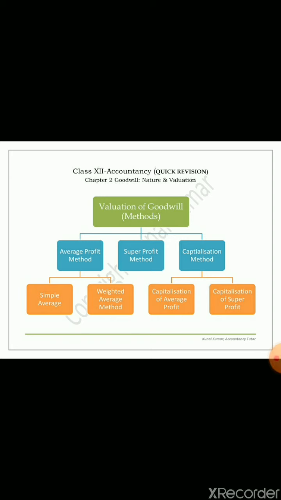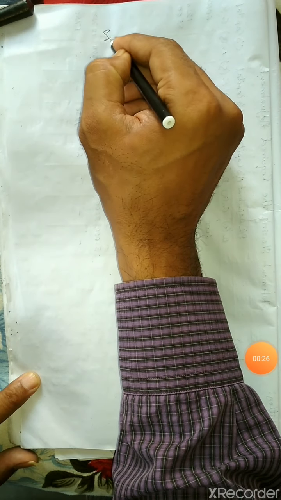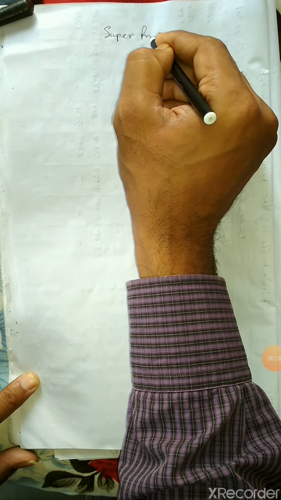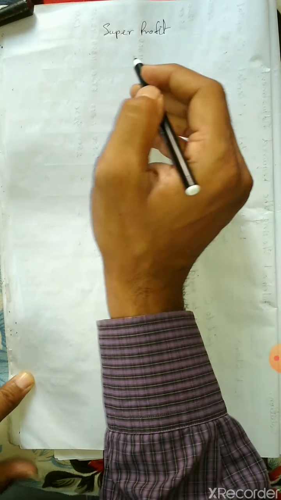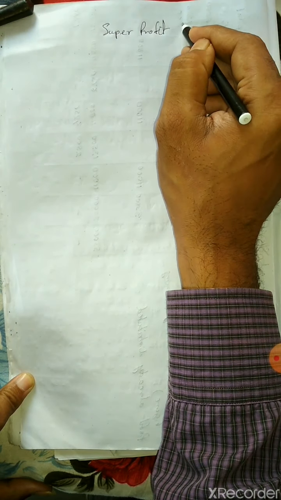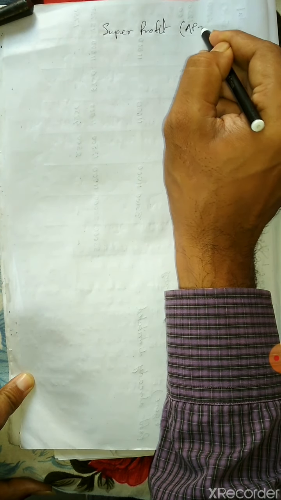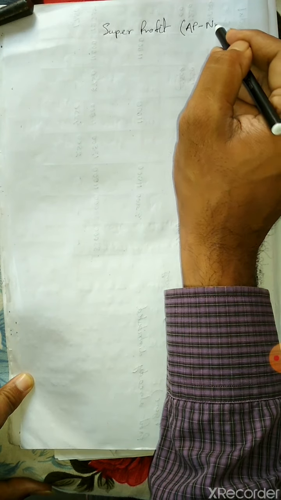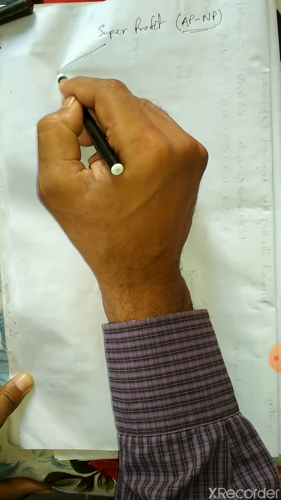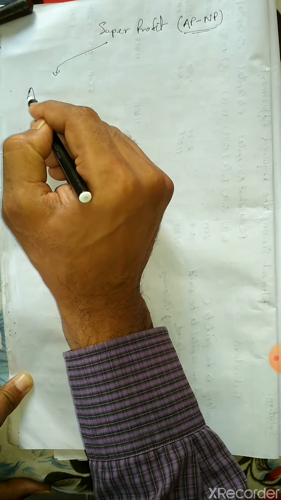Now, once again I will remind you what are the methods which are included in ISC syllabus for calculation of goodwill. So, average profit method we have already studied, simple average and weighted average method. Now it's time for super profit method. Super profit is nothing but the excess of actual profit over the normal profit prevailing in the industry. So super profit equals average profit, actual profit minus normal profit.